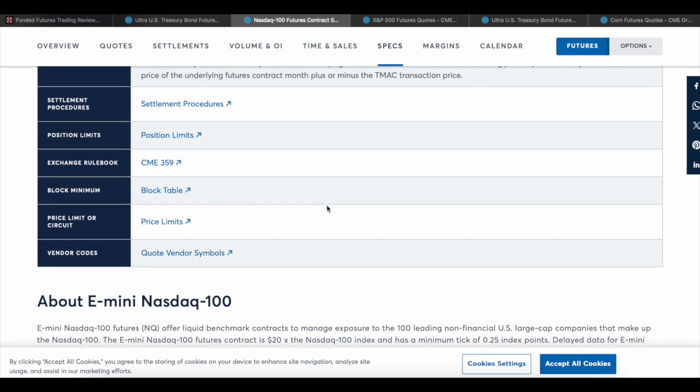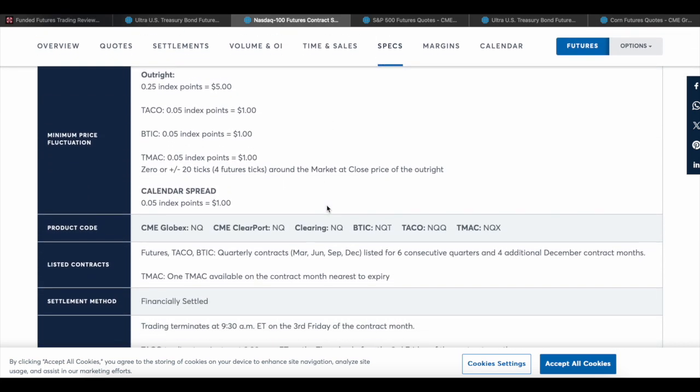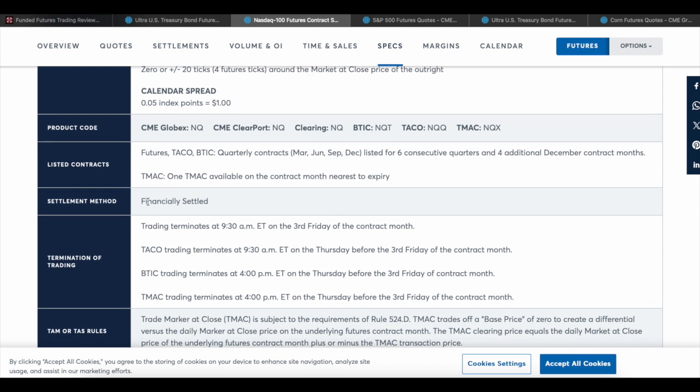You can scroll down. It'll also tell you things like financially settled. So some products are physical delivery, like crude oil, corn. Other products are financially settled, like NQ, ES, treasury products, etc. It's more just out of interest, nothing you would hopefully ever have to deal with, but just know if you ever held a crude oil contract until the contract came due, you might be on the hook to pick up 5,000 barrels of oil in Cushing, Oklahoma.